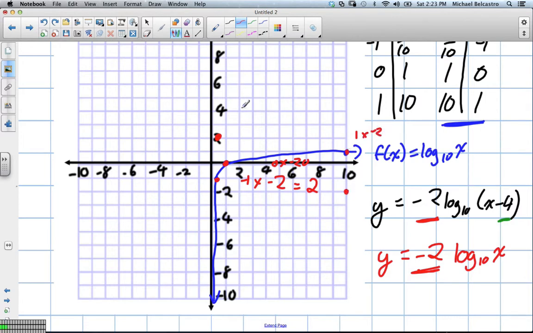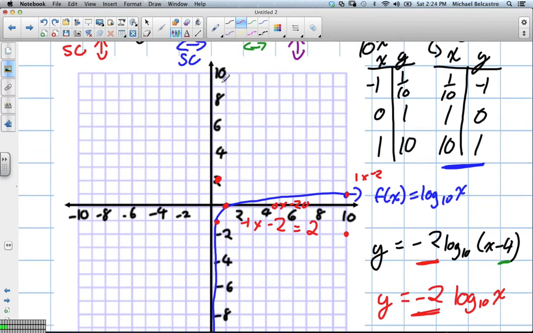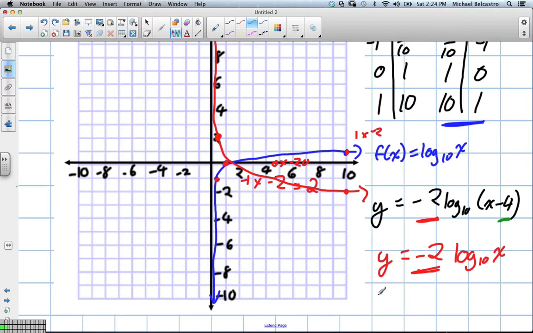If you notice, this has stretched it and made it a little bit elongated, and it's inverted it. That's what our A has done. So it has been flipped on the x-axis and elongated about 2 times. The next step is to take that, keep the same stretch, y equals -2 log base 10 of x minus 4.